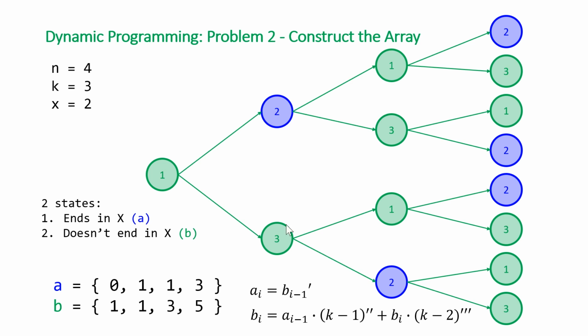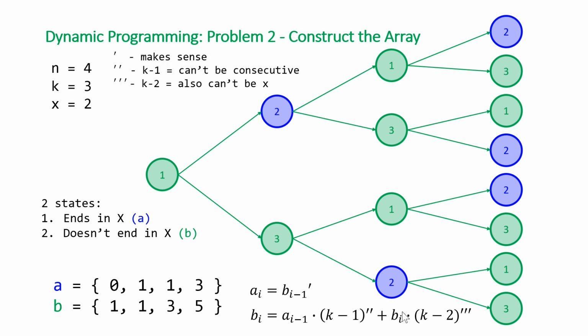So all of the values minus x and minus the current value. And we multiply this by all of the arrays that ended in a value that wasn't x. So that's just bi. So this actually should be bi-1. There's a small mistake there. Times k-2. And that basically covers all of the possibilities of ending with an array that doesn't end in x.